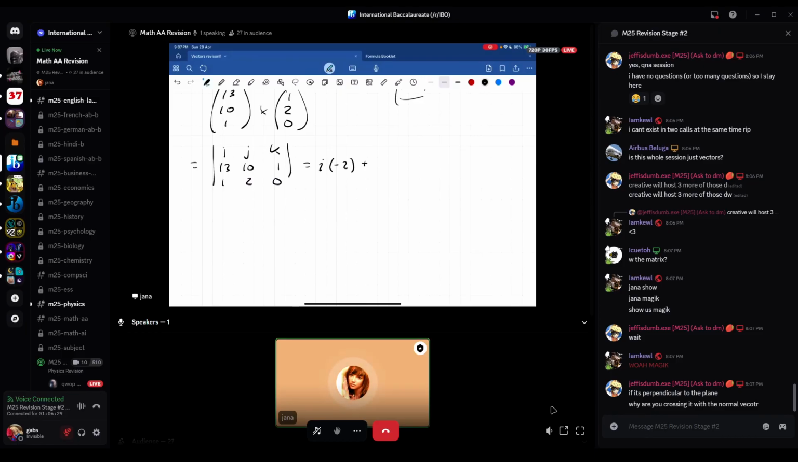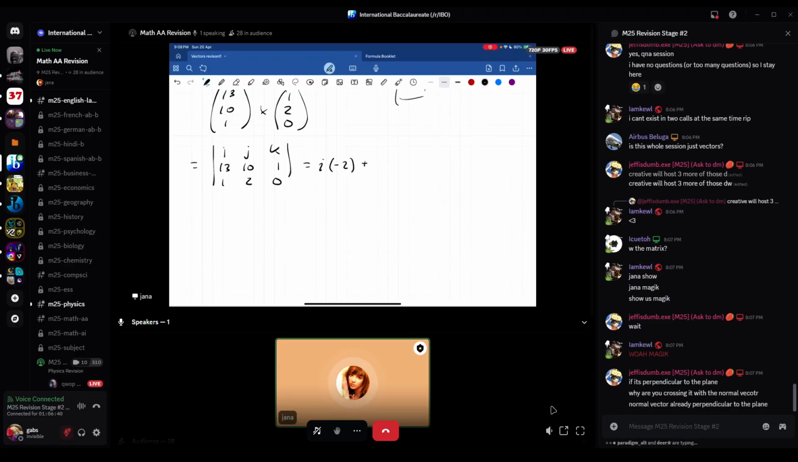Because it has to be perpendicular to that plane and it has to be perpendicular to the line. So it has to be perpendicular to both of these. And its normal will be perpendicular to the normal of the other plane.